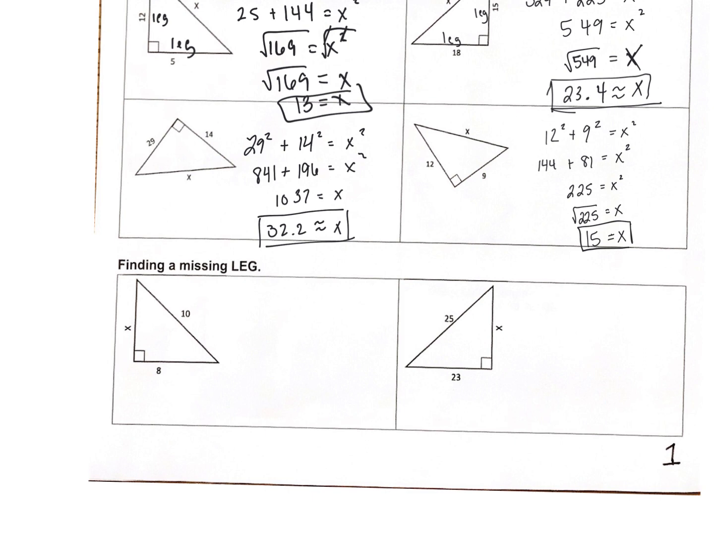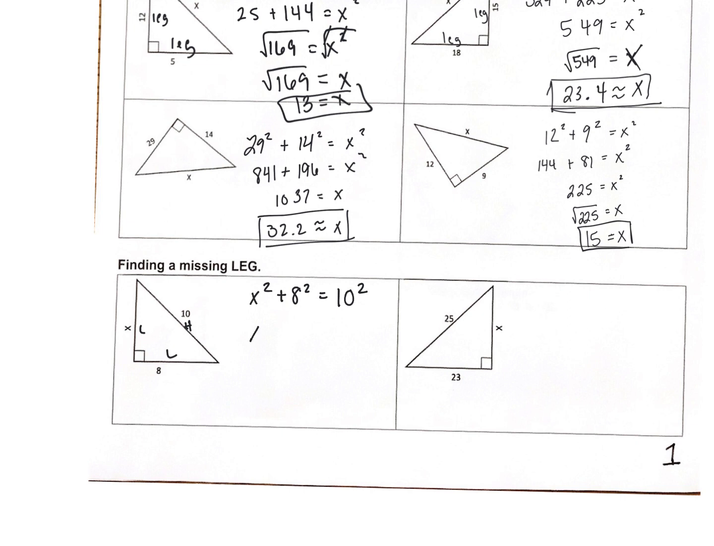So for the last four problems, we had to find the hypotenuse, the longest side. So this time now we are actually missing a leg. And so how this would work is that you'd still say the leg squared plus the leg squared equals the hypotenuse squared. So this time we're going to say x squared plus 8 squared, and that should equal 10 squared, because this is our hypotenuse, this is our leg, and this is our leg.